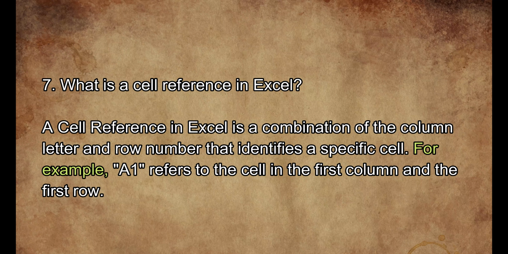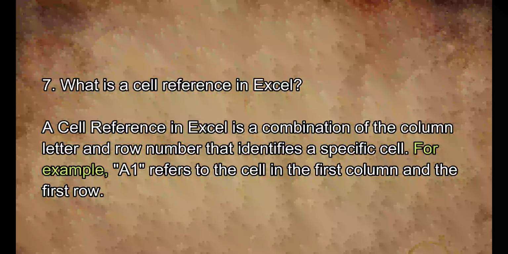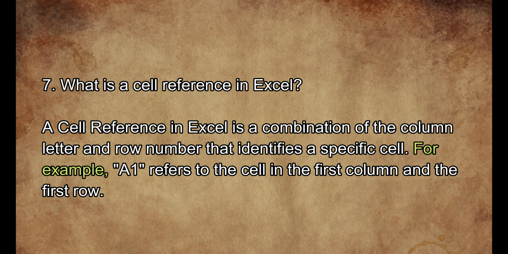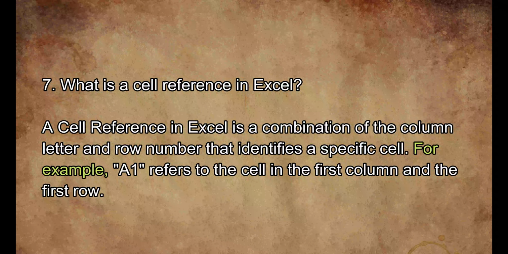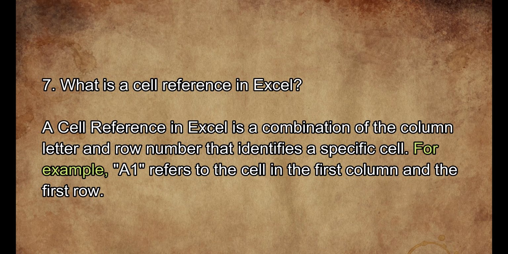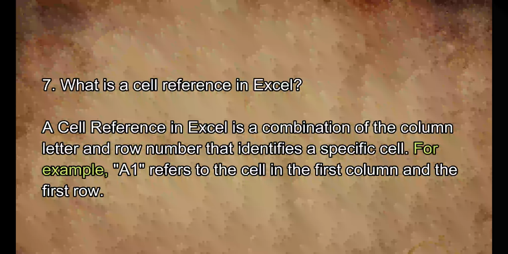7. What is a cell reference in Excel? A cell reference in Excel is a combination of the column letter and row number that identifies a specific cell. For example, A1 refers to the cell in the first column and the first row.